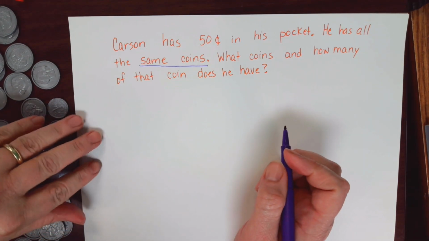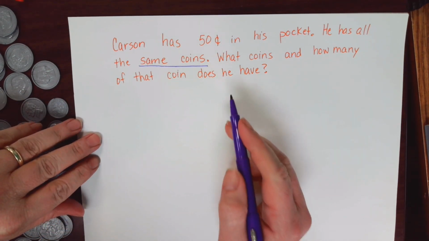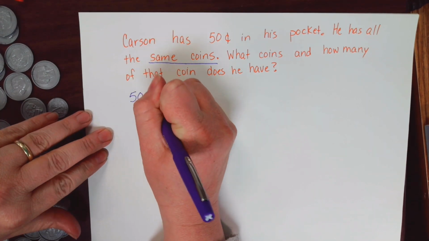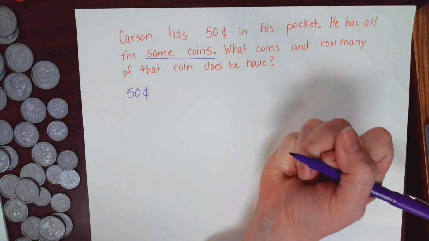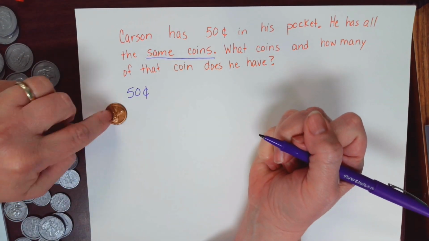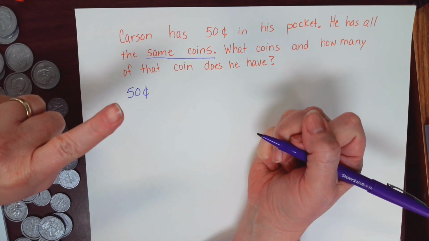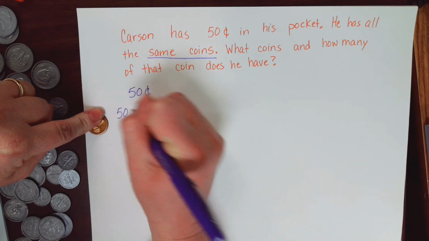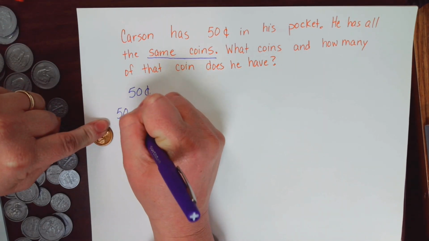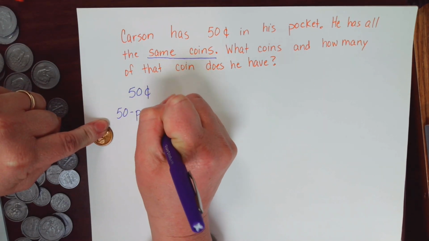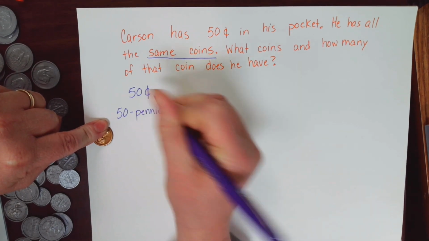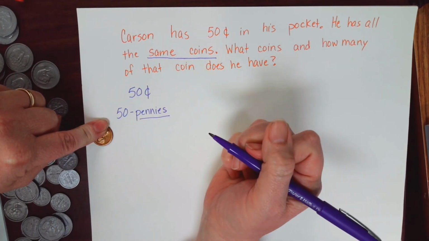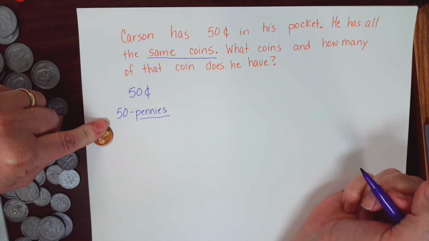So if I'm thinking through this, it has to be the same coin. And so I'm going to have to figure out what totals up to 50 cents. Well, I know these are a penny a piece, so they're just one a piece. So if I have 50 pennies, then I'm going to have 50 cents. And they're all pennies, so therefore I would have 50 cents.